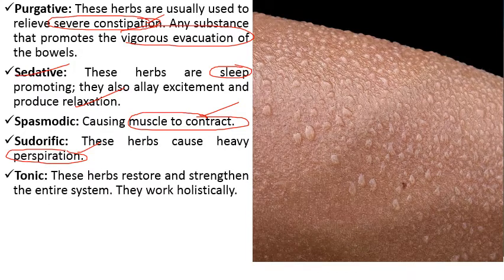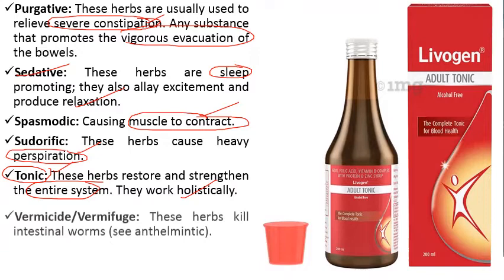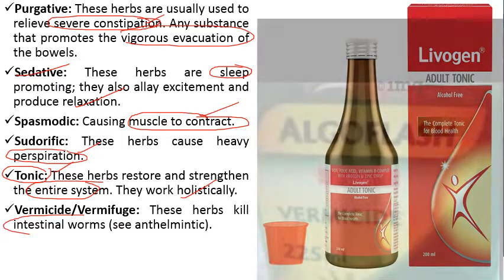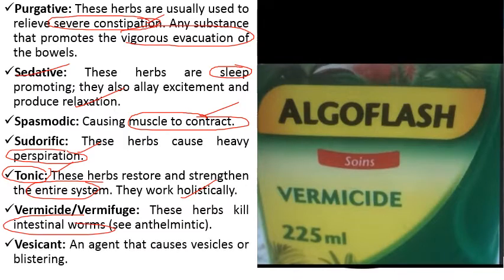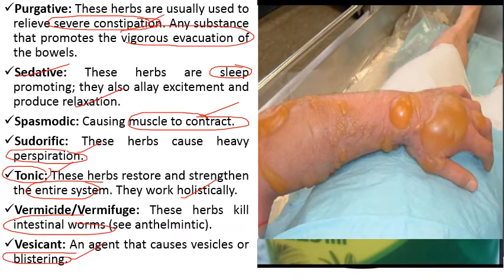The next comes tonic. So these chemicals or these plant products are used to revitalize the body organs. So these herbs restore and strengthen the entire system of the body. They work holistically, known as tonic. Next comes vermicide or vermifuge. These herbs kill the intestinal worms. Next comes vesicant. So an agent that causes vesicles or blistering. जिसकी वजह से vesicles की तरह structures बनते हैं body में, these are known as vesicants.